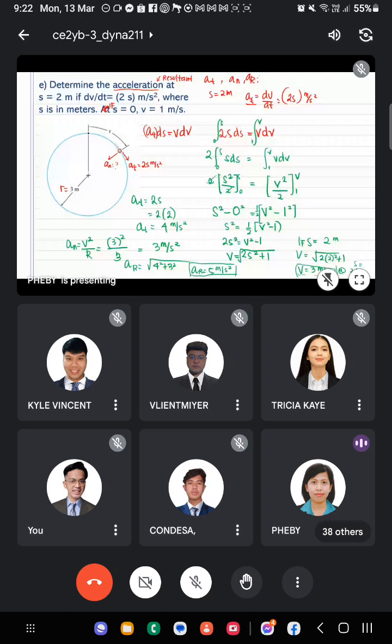So, again, meron tayo laging tangential acceleration and normal acceleration. Dito sa figure, ang ating a_n and yung ating resultant acceleration, ganyan yung kanya itsura, yung kanyang direction. Okay? So, that's the acceleration at s equals 2 meters.